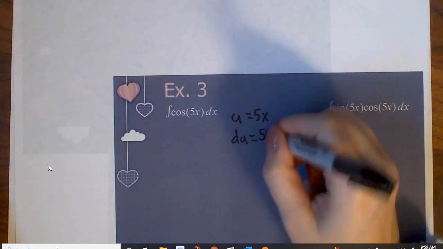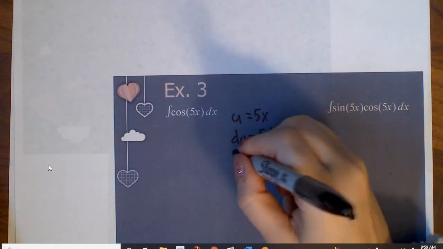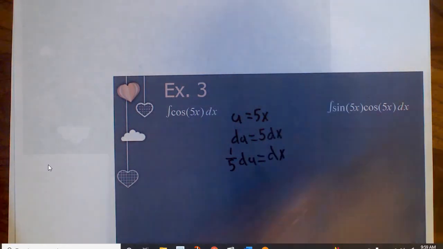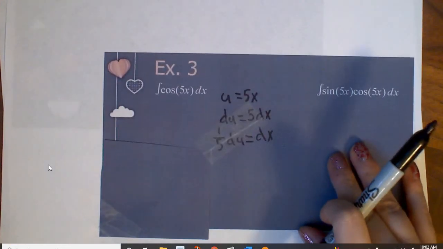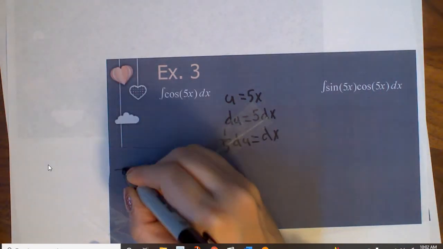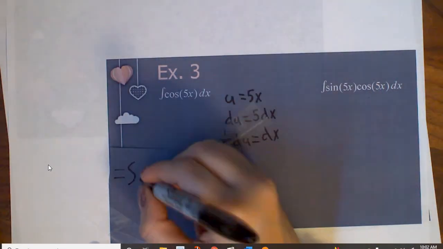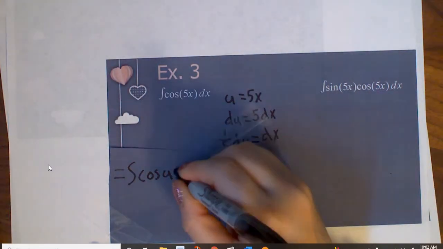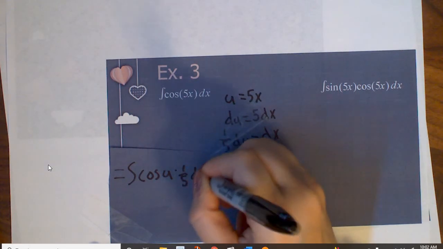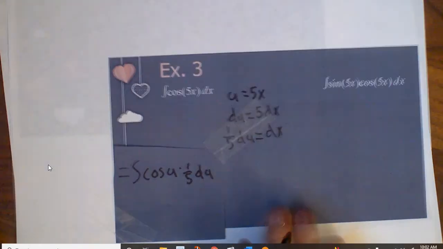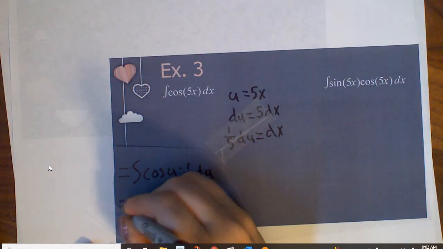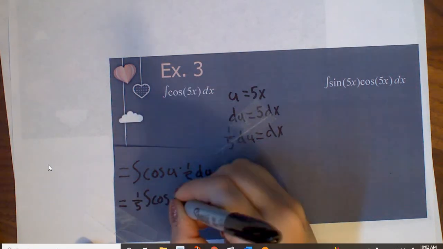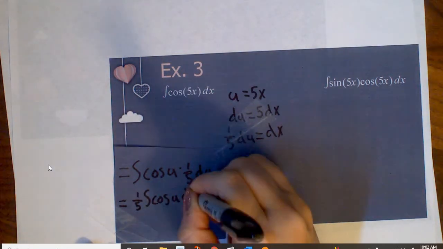Again, we need to solve for dx. So we would get 1/5 du equals dx. So now, substituting in, I get the integral of cosine of u times 1/5 du. My 1/5 is a constant, so I can bring that out. And then we just have the integral of cosine of u du.